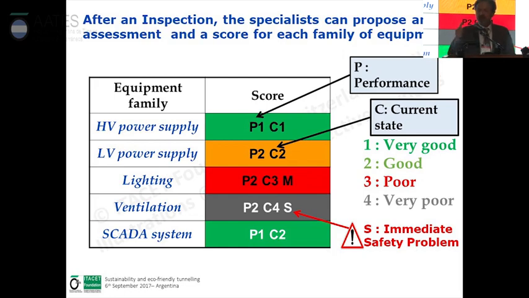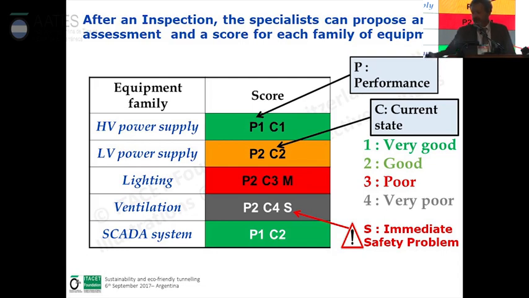I mean, 1 is a very good performance system, or 4, a poor performance system. The performance is poor. And I can also qualify the state, because I can have equipment in a very bad state, but the performance is good. Or I can have the contrary: a very poor performance even with equipment in a good state. So, for example, P2, C2 means a good performance and good state.